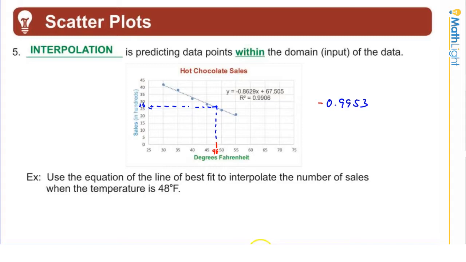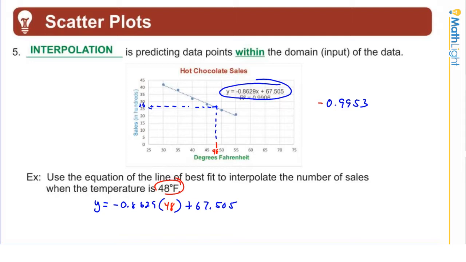All right, I'm going to use the equation. So come back up here. Let's use the equation. So y, the output, is going to be negative 0.8629 times x plus 67.505. And what are we inputting for x? The temperature, right? 48 degrees. Okay, so that's the input there.